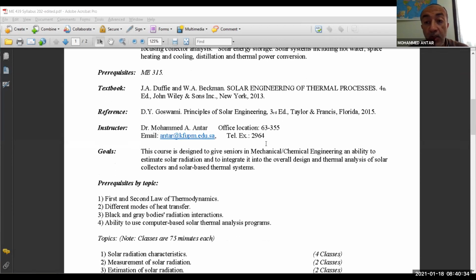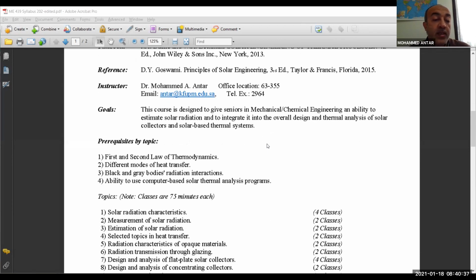The prerequisites by topics: the course is going to be based on some foundations that you have learned earlier, which include the first and second laws of thermodynamics. The first law of thermodynamics is basically energy conservation. The second law of thermodynamics is talking about the quality of energy. Part of it is that we know that energy can be transferred from a high level to a lower level, like heat transferring from a higher temperature to a lower temperature source, not vice versa, unless we do work on it.